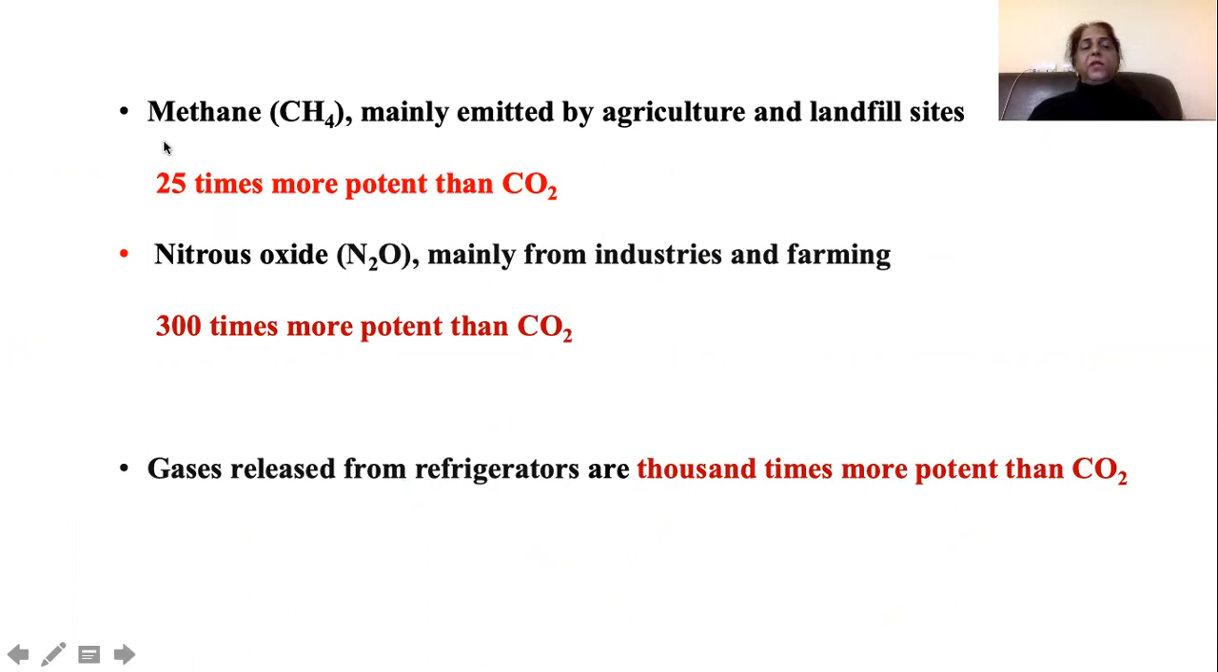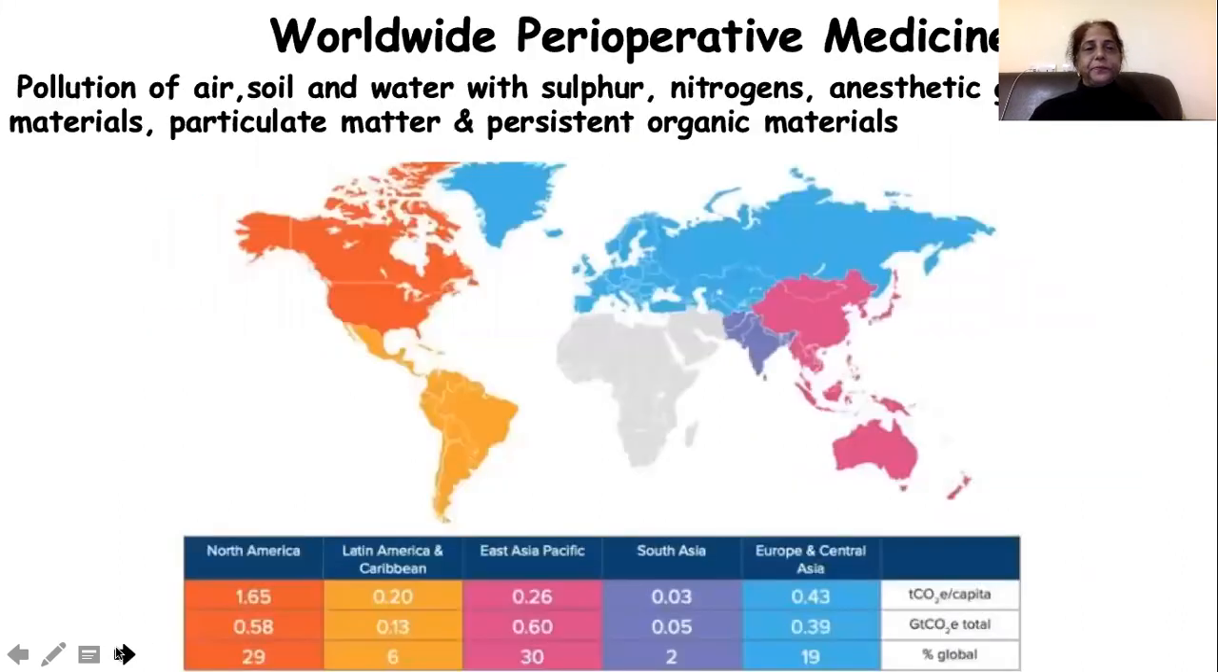Methane, which is released, is 25% more potent than carbon dioxide. Nitrous oxide is 300 times more potent than carbon dioxide. And you'll be surprised to know that gases released from refrigerators are 1,000 times more potent than carbon dioxide. Perioperative medicine can result in pollution of air, soil, and water because of release of sulfur, nitrogens, anesthetic gases, toxic materials, particulate matter, and persistent organic material.